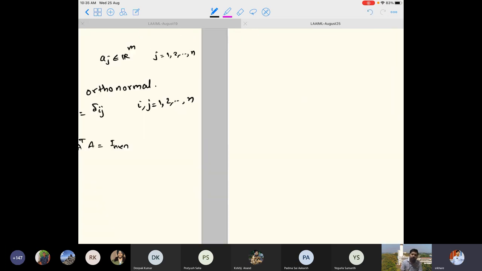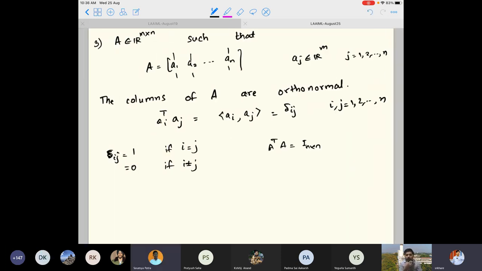Is that a property of an orthonormal matrix? No, it is not a property. It is a consequence of the dimension property that Kshitij was mentioning. It is proved in lecture 6 that I have shared. It follows; it is a consequence. It is not something that we assume.